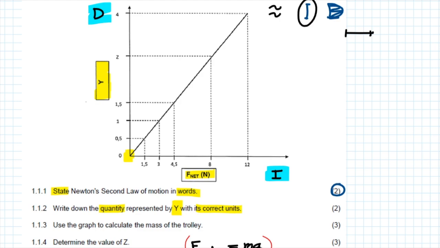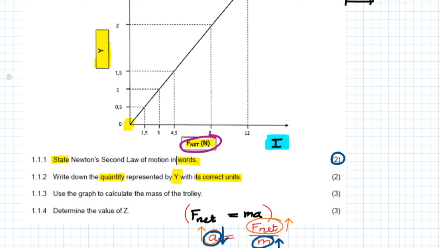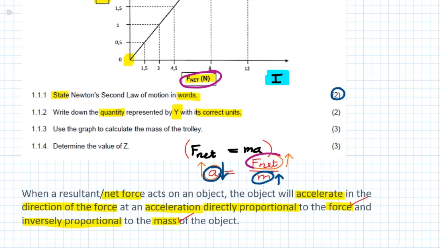So what increases when the net force increases? Well, since we are familiar with Newton's second law, we know that that is the acceleration. And we can therefore say that the answer to question 1.1.2 is acceleration. And what is acceleration measured in? It's measured in meters per second squared.